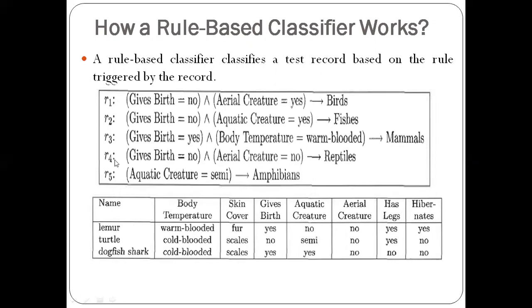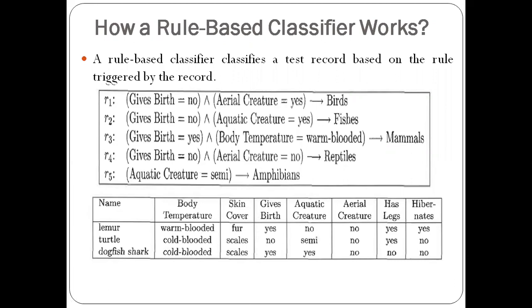Here, again, we have considered the same rule set, and we will explain which rule will be triggered by which test record. So which test record is going to trigger which classification rule. With the help of that, we'll be explaining the working of a rule based classifier here.